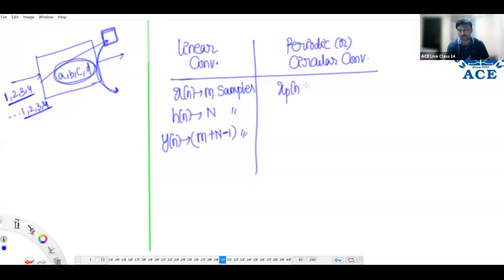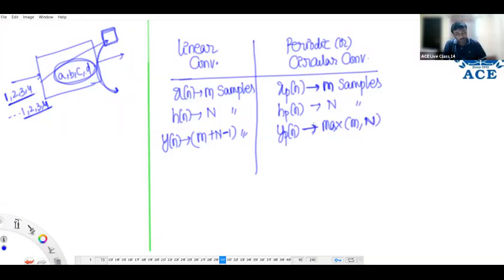But in the case of periodic, listen carefully. One excellent question you got this year, in the latest GATE paper. If the input has m samples and the system has n samples, output has a maximum of m comma n samples. Out of the two given sequences, go for maximum length. It means one signal defined for 5 samples, another signal only for 3 samples, what is the new length you have to take? 5 and 3 means maximum, so 5 samples.